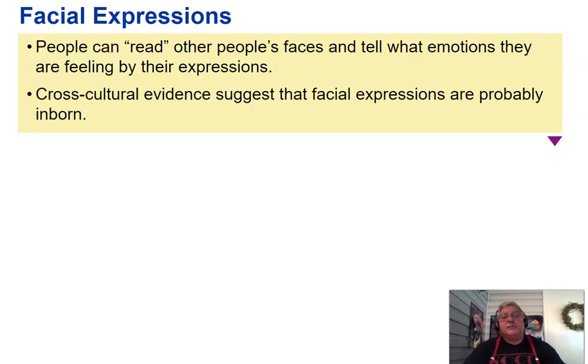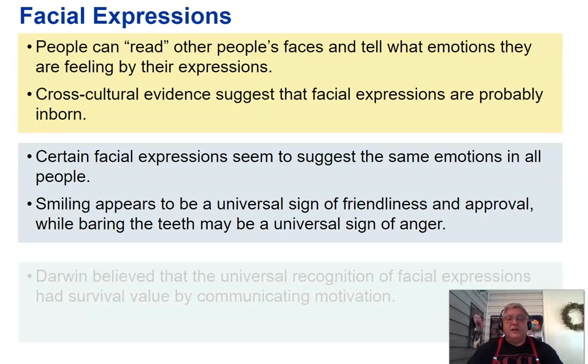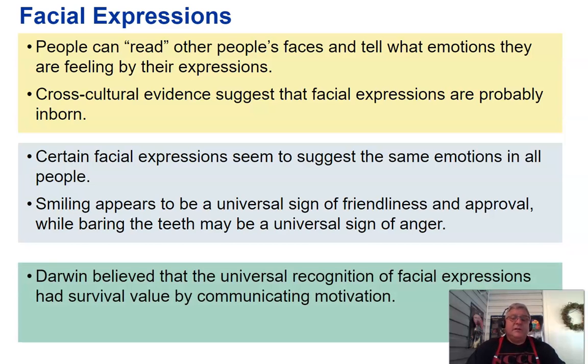People can read other people's faces and tell what emotions they are feeling by their expressions. Cross-cultural evidence suggests that facial expressions are probably inborn. Certain facial expressions seem to suggest the same emotions in all people. Smiling appears to be a universal sign of friendliness and approval, while baring teeth may be a universal sign of anger. Darwin believed that the universal recognition of facial expressions had survival value by communicating our motivations.